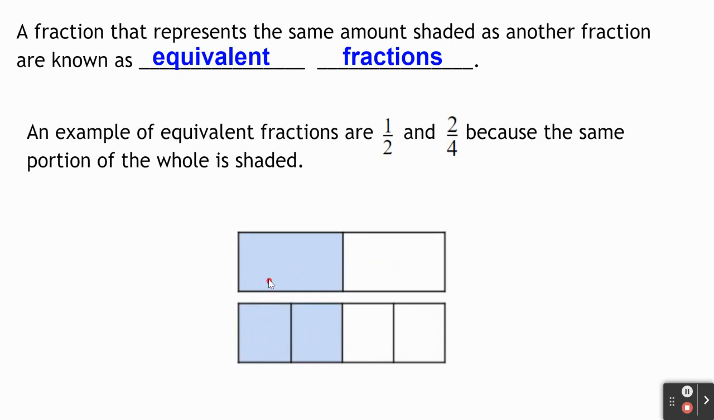On top, we can see half of the whole is shaded. On the bottom, even though there are more parts, the same amount of the entire whole is shaded. We can see that here because if we line them up, we can see the amount on top that's shaded matches the amount on the bottom that's shaded. So notice that the whole is the same size. The parts on the bottom are smaller, but more of them are shaded, meaning the amount of the entire whole shaded is the same for both models. That's how we know that these are equivalent.